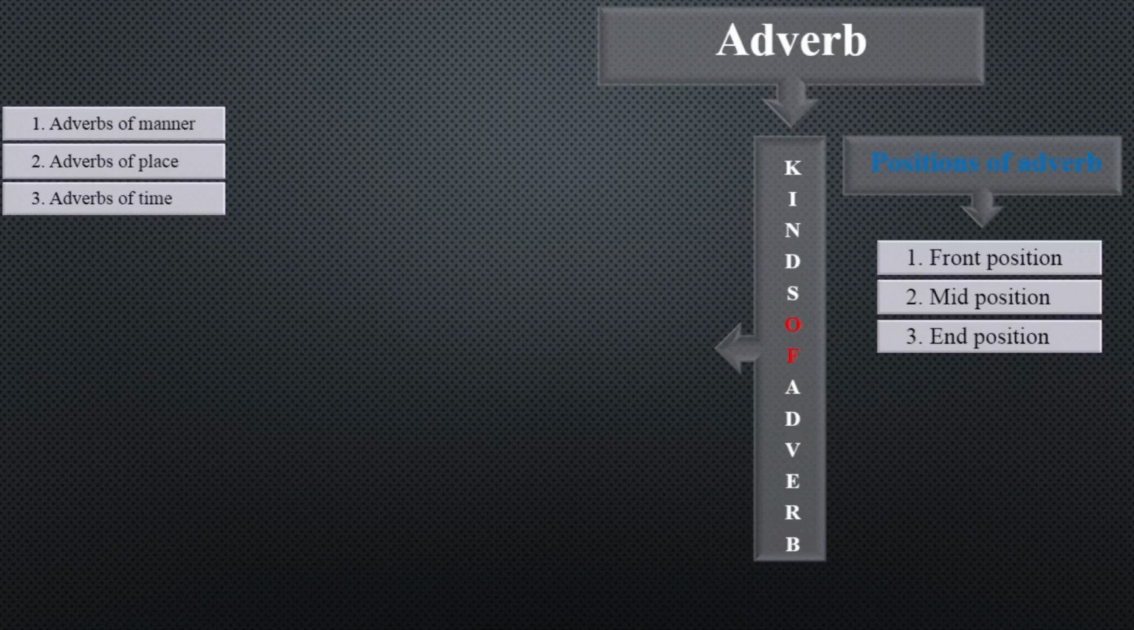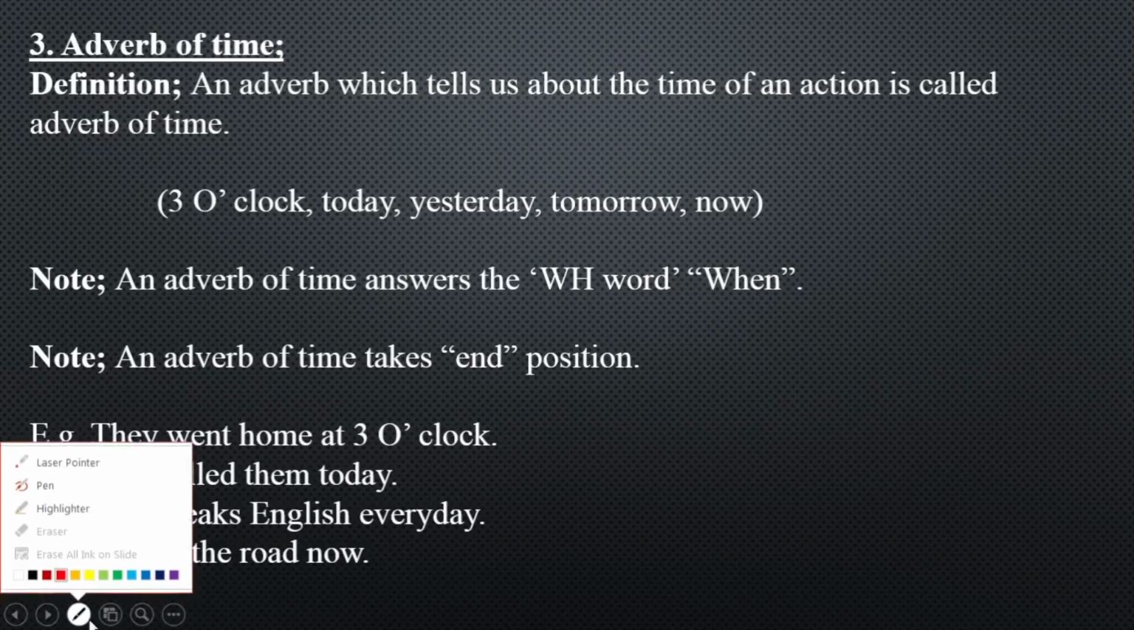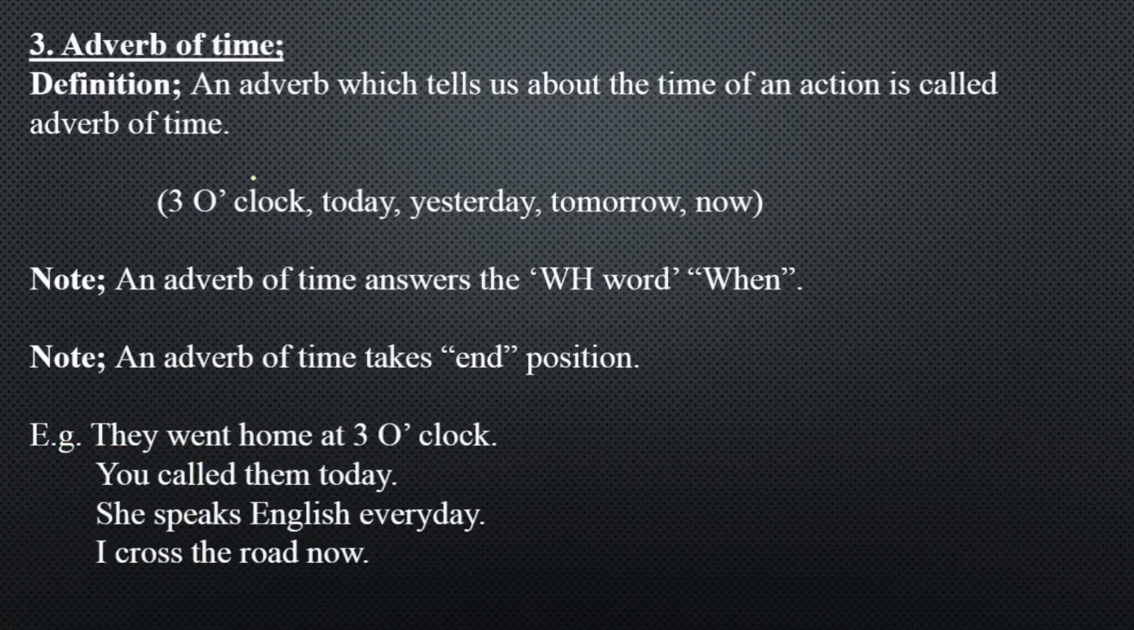Today we will talk about the third kind of adverb, that is adverbs of time. Let's begin. The definition of adverb of time: an adverb which tells us about the time of an action is called adverb of time. The first example for the adverb of time is 3 o'clock, today, yesterday, tomorrow, and now. These are the adverbs of time.